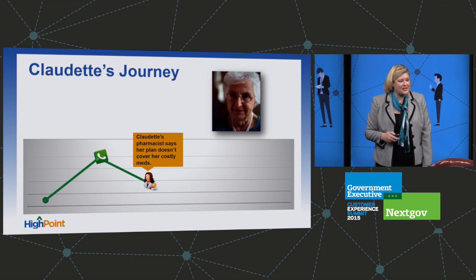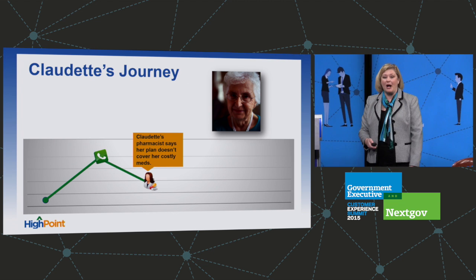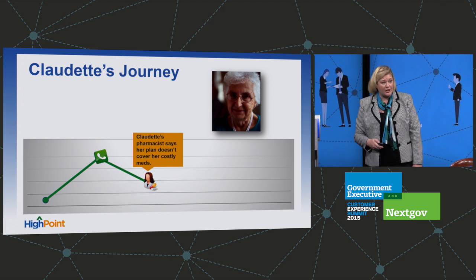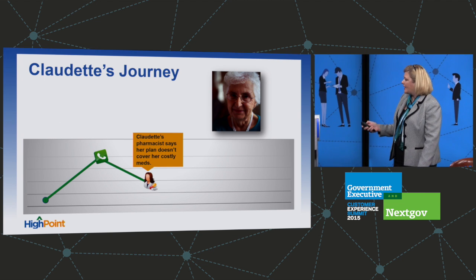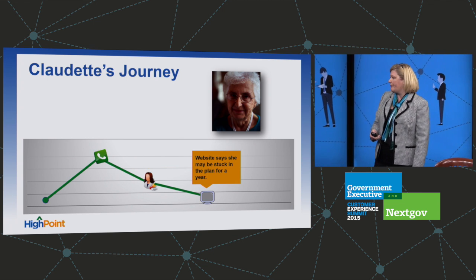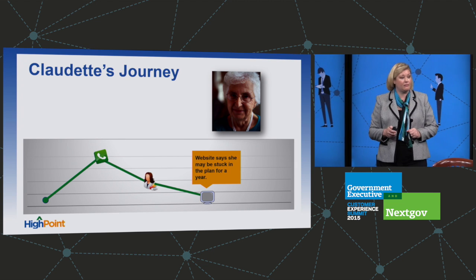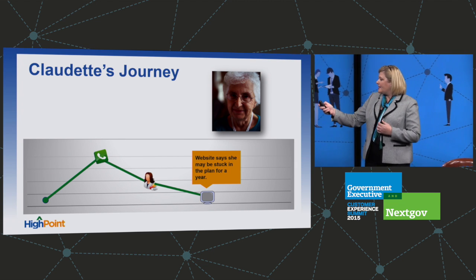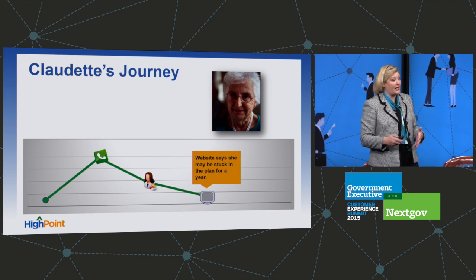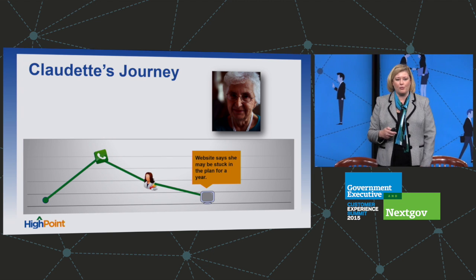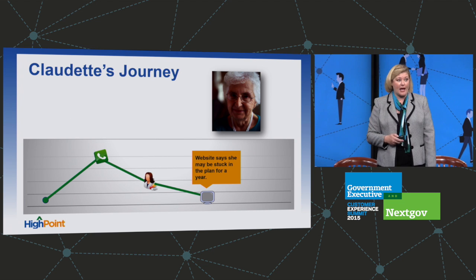How's Claudette feeling now? If she were to rate her CSAT, she's scoring at about a 6. We're not feeling good. But not to be deterred, she believes that Sarah knew what she was talking about. She's going to go look for some more information. So she goes to the website. She goes to the web portal and she finds some information that indicates she may be stuck in her plan until the next open enrollment period a year from now.